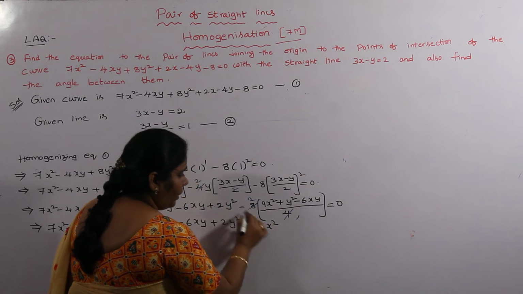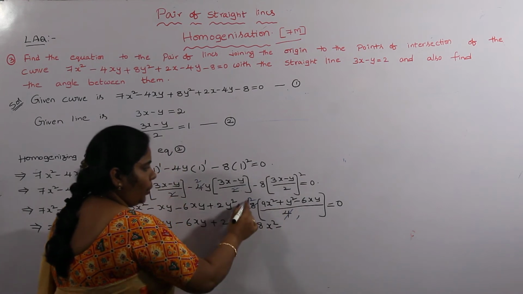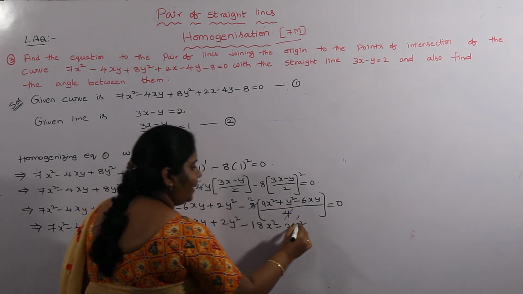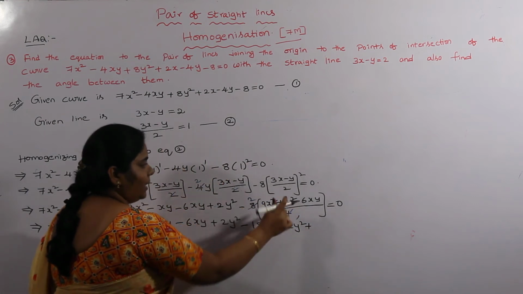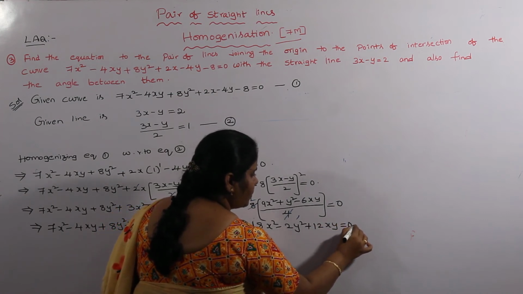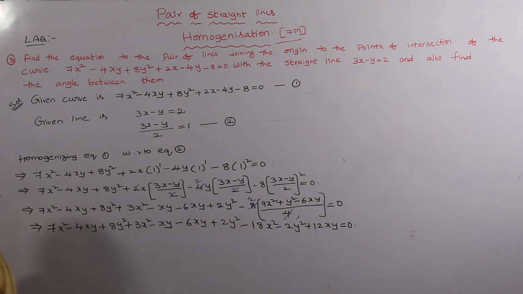18x square plus, minus into minus is minus, 2 into y square, that is 2y square, minus into minus plus 2 6 are 12 x square is equal to 0. Now this is taken in order, that is x square terms, after that xy terms, after that y square terms. First x square terms.